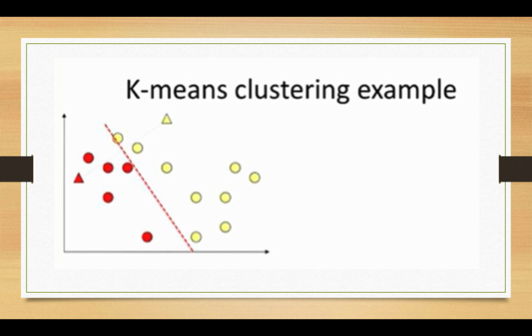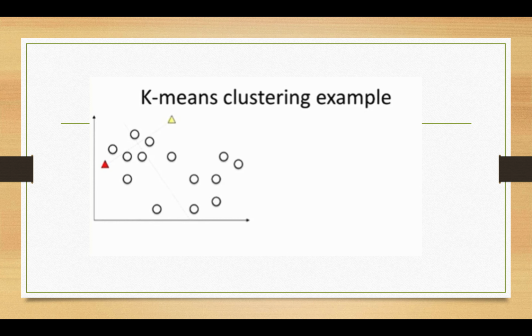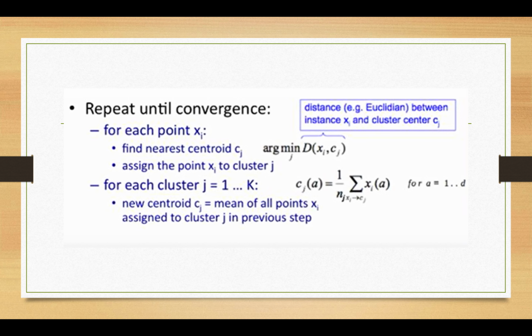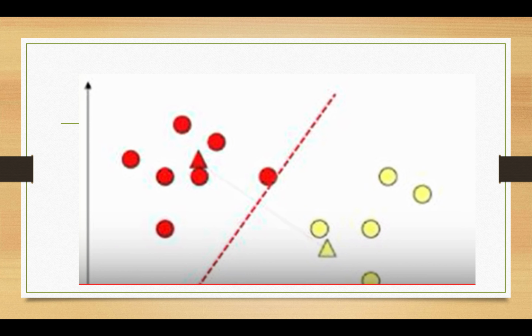Next we assign the data points to the nearest cluster. The red points go to the red triangle cluster, yellow points to the yellow triangle cluster. Now between these data points highlighted in red, we find the new cluster centroid, which is in the middle, with the mean value of all. We do the same for the yellow. We do that operation again and again. That's why it says the new centroid is the mean of all points xi assigned to the cluster J in previous steps. We repeat this process until convergence, then we get better results. So that's the end of k-means clustering.